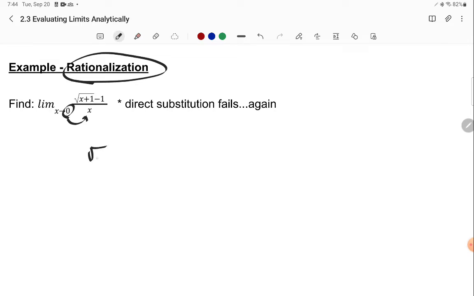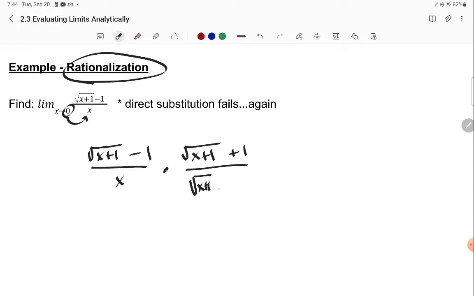So let's rewrite it. So the square root of x plus 1 minus 1 all over x. We're going to multiply it by the square root of x plus 1 all over the square root of x plus 1 plus 1. All right, so now what this will do is it'll just make it look different. I don't know how it'll look. I don't even know if it'll work. Well, I do, but you don't. But go ahead and do this and kind of see what happens once you do this.